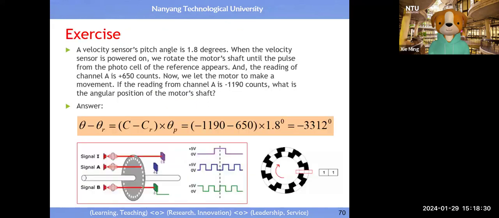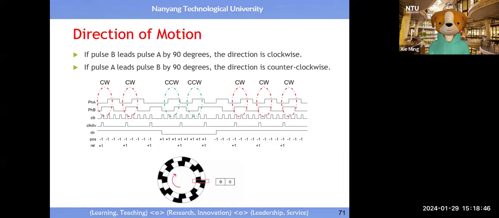Okay, clear. But if you go through this exercise, then you will be familiar with this equation. This exercise helps you to understand. The solution is given to you. You just wish to play with it. Then how do we know the direction of the motion?